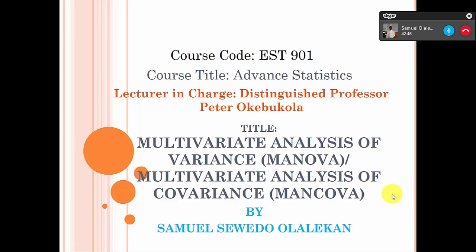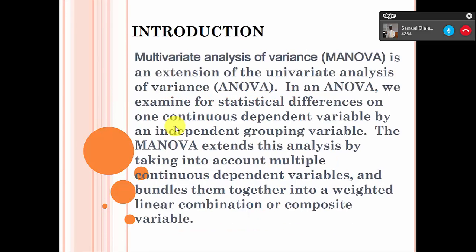On slide 1, I have my... Is this slide 1? Slide 1 is the title slide. Yes, and I'm going straight to slide 2, which is the introduction of multivariate analysis of variance, MANOVA.